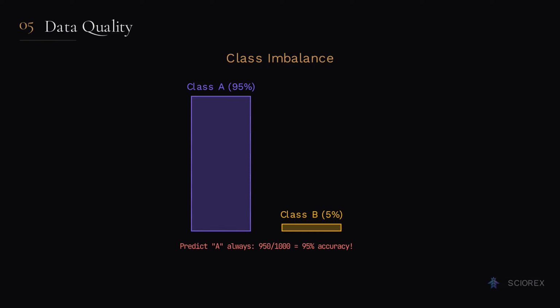Class imbalance connects directly to the 99% accuracy trap we just discussed. If 95% of your data is Class A and 5% is Class B, a model can get high accuracy by ignoring Class B entirely. But imbalance is not just an evaluation problem, it is a training problem. The model receives far more gradient signal from the majority class, so it learns that class better. Techniques like oversampling the minority class, undersampling the majority, or weighting the loss function can help, but none is a universal fix. Recognizing the imbalance is the first step.